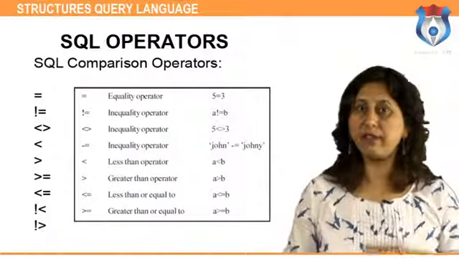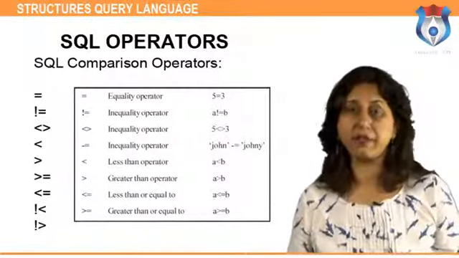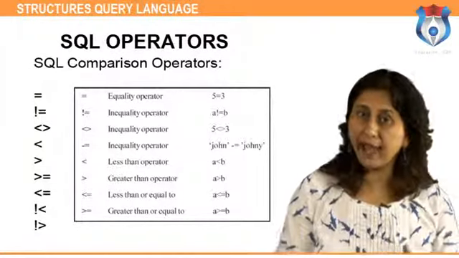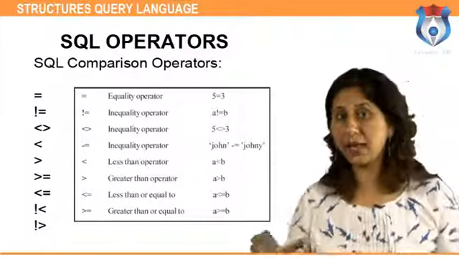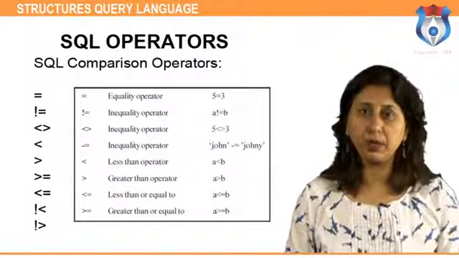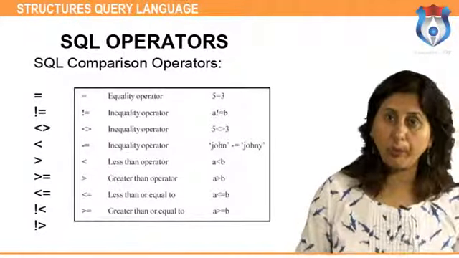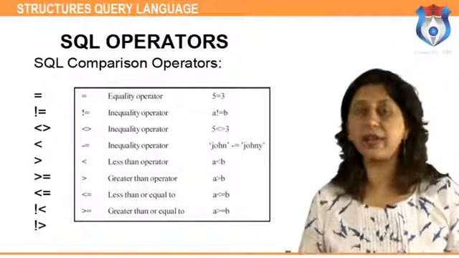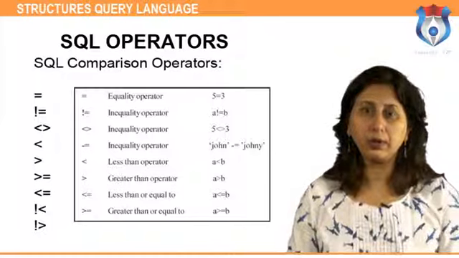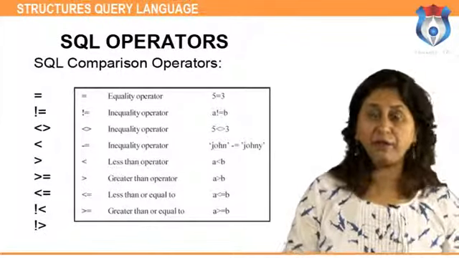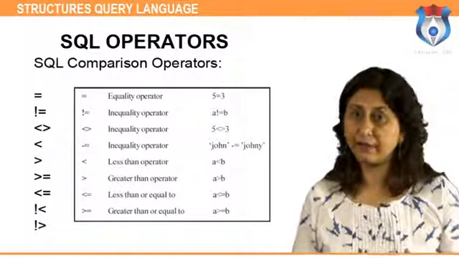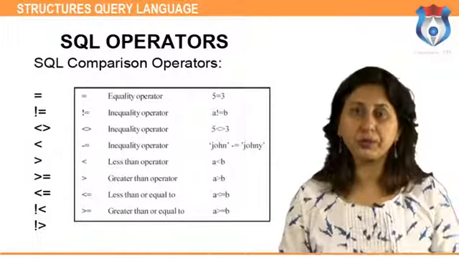Checks if the value of left operand is greater than the value of right operand. If yes, then condition becomes true. Checks if the value of left operand is less than the value of right operand. If yes, then condition becomes true. Checks if the value of left operand is greater than or equal to the value of right operand. If yes, then condition becomes true. Checks if the value of left operand is less than or equal to the value of right operand. If yes, then condition becomes true.